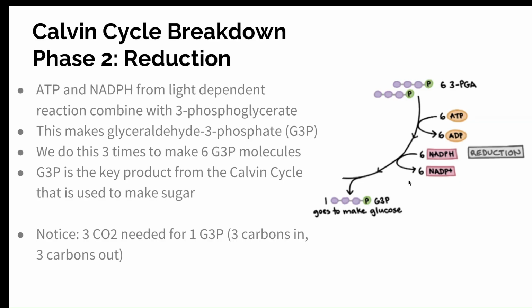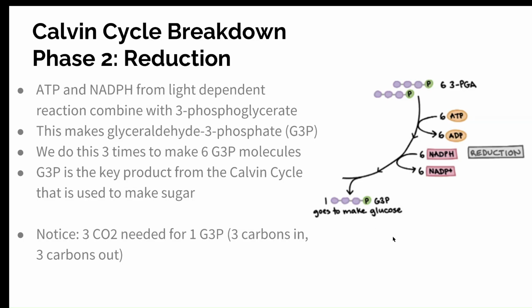So like I mentioned before, we had 6 3-PGAs, and then we do that reaction. That's because we did this whole reaction 3 times. And then we end up with 6 G3Ps. We need to do this 3 times so that we can make 1 glucose molecule. Because if you remember, glucose is just a standard carbohydrate, it's a sugar. It's got 6 carbons. It's C6H12O6.